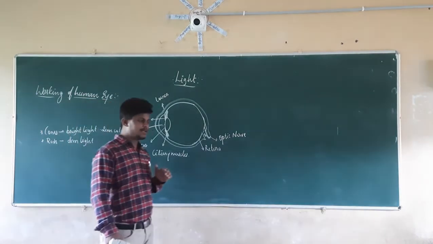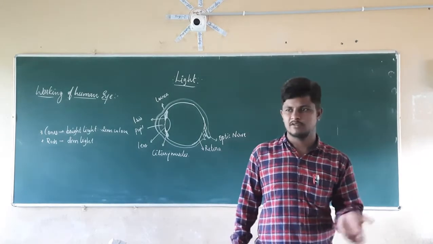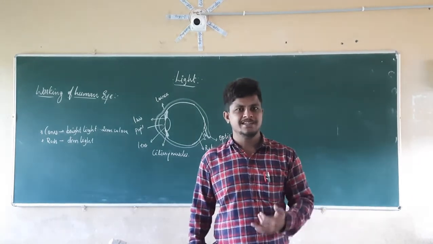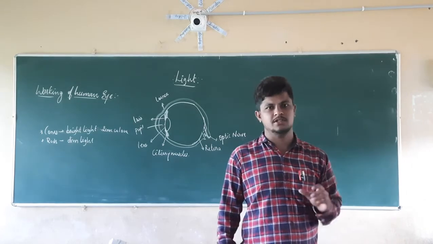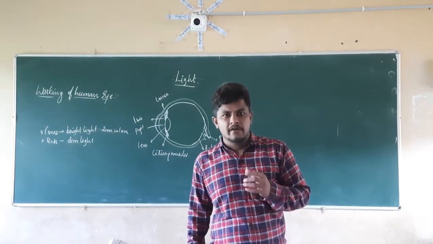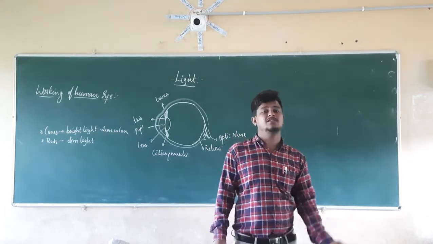We already know that light is required for seeing things. Whatever object you are going to see, there is a requirement of light. Without light it is not possible to see those things. So what happens when light comes and falls on an object? It is going to reflect the light.